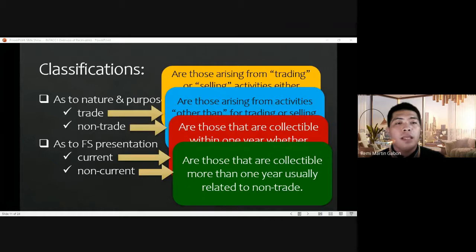Usually in practice, the operating cycle of an entity is within 1 year. Entities follow the so-called calendar period. When I say calendar period, we start with January and end with December. Starts January 1, ends December 31. So that's FS presentation, current or non-current. For current, regardless if it is trade or non-trade. Non-current is usually non-trade. I'm not saying that trade receivables could not be non-current. There are some trade receivables where portions are regarded as non-current, especially installment basis receivables. Okay?